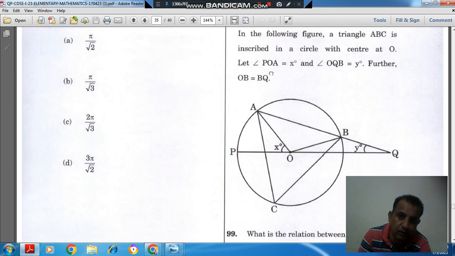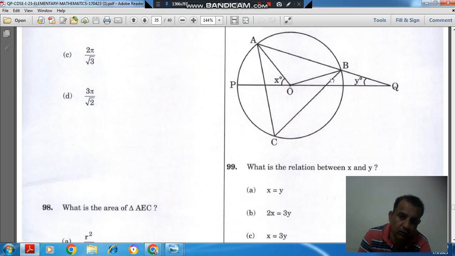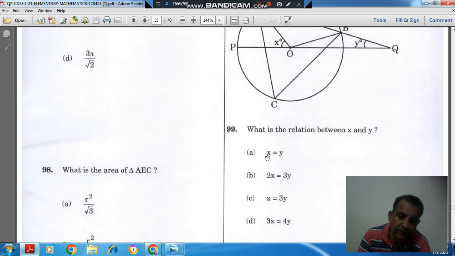Let angle POA be equal to X degree and angle OQB be equal to Y degree. Further, OB is equal to BQ. Question number 99: what is the relation between X and Y?